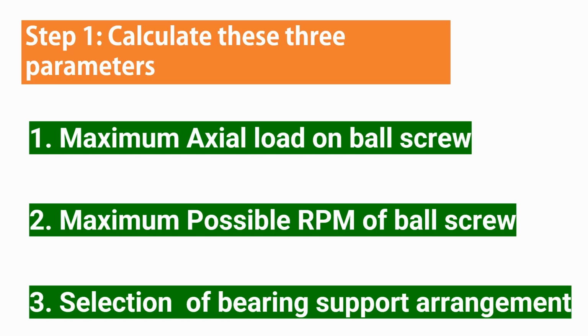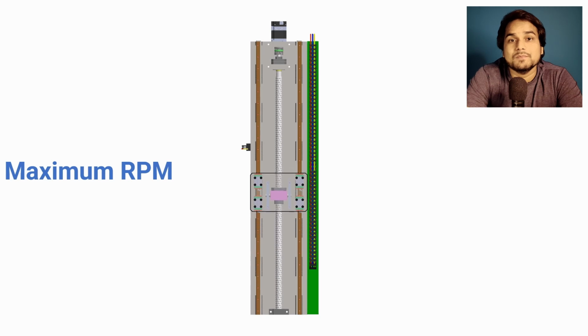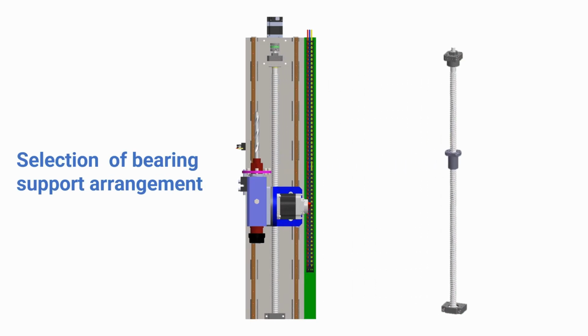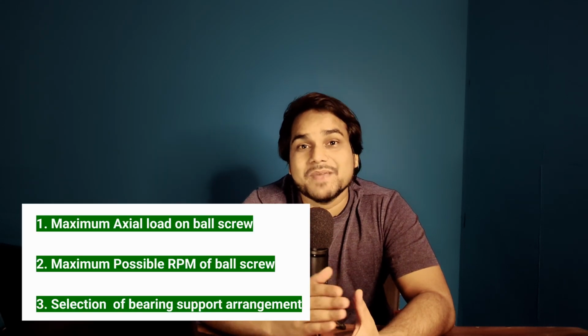And before doing any test, first we need to know these three parameters as per the given condition. First, maximum axial load on the ball screw. Second, maximum RPM of the ball screw, revolution per minute. And third, we have to choose a suitable bearing support arrangement as per the given condition. And after that, we will start critical testing on our ball screw with respect to these three parameters.